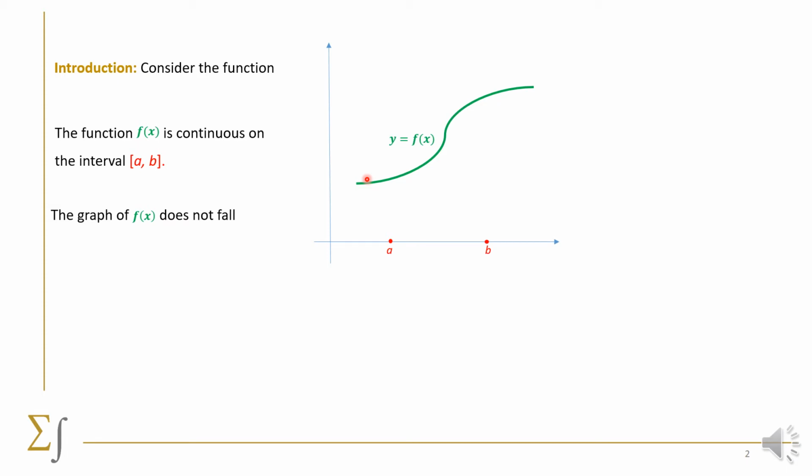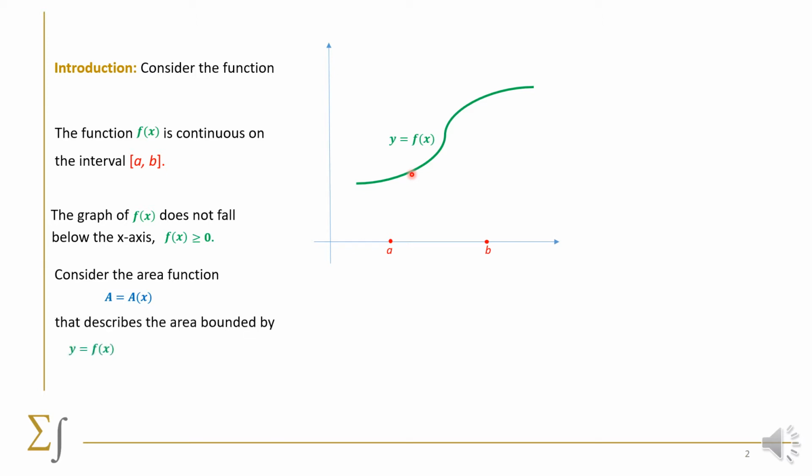Also, we put another assumption that the curve of f of x is always lying above the x-axis, and this is an assumption we take for the time being, and then we will generalize it. By the curve lying above the x-axis, we mean that f of x is greater than or equal to 0. Now we consider the area function, A of x, and we define A of x to be the area bounded by the curve f of x and the x-axis from a to the point x somewhere in between a and b.